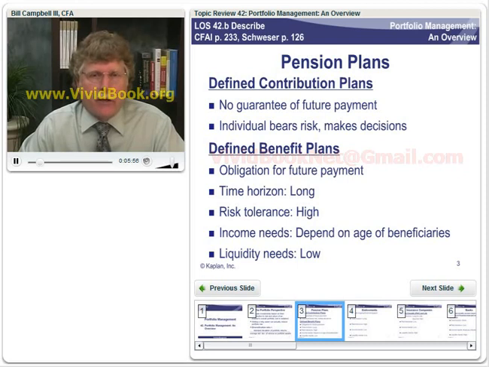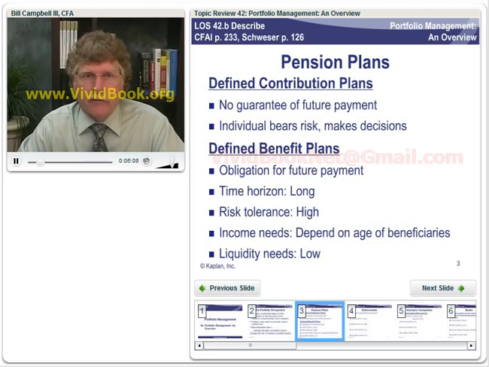If you have a lot of young workers and not very many retirees, you probably don't need a lot of income generated in this defined benefit plan. On the other hand, if you have a much older workforce, a lot of retirees, so you have payouts ongoing at the moment and you expect your payouts to increase, you may have increased income needs so that you can match those cash flows.